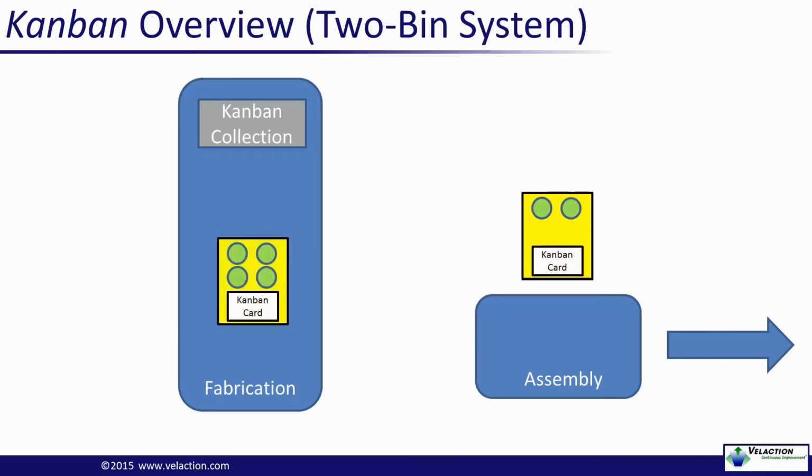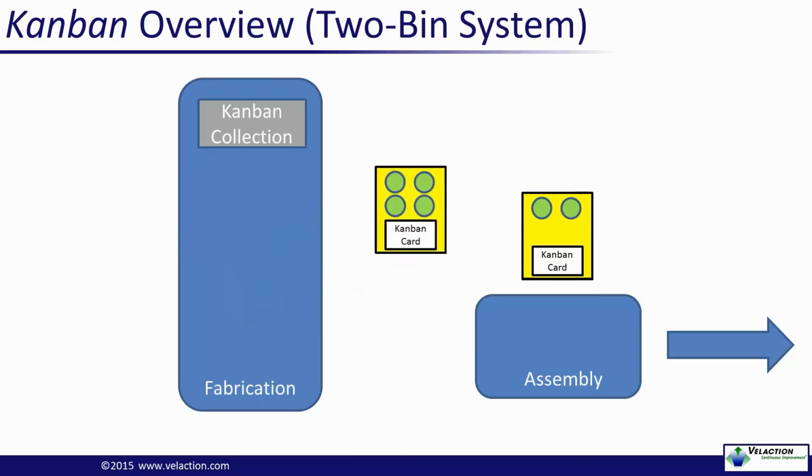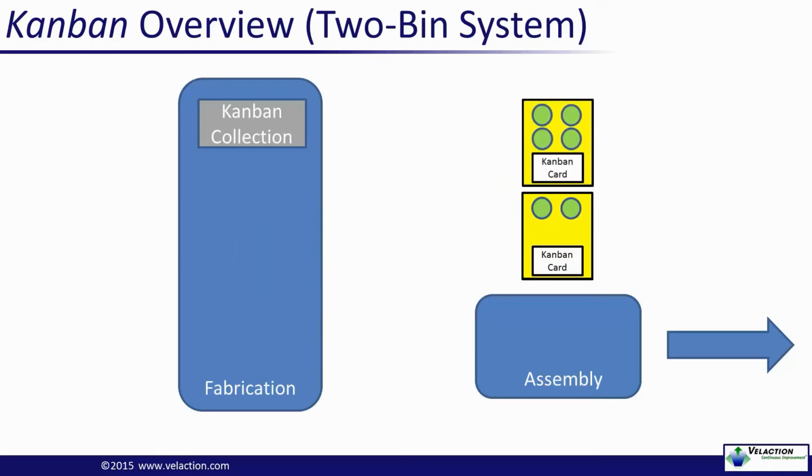In the meantime, the fabrication area is producing the parts to fill the order you have in effect placed with them when you sent them the Kanban card. When the replacement bin is full, the fabrication team delivers it to assembly. You notice that this now looks very similar to the situation at the beginning of this demonstration. The process would be repeated over and over and over again to keep the system running.